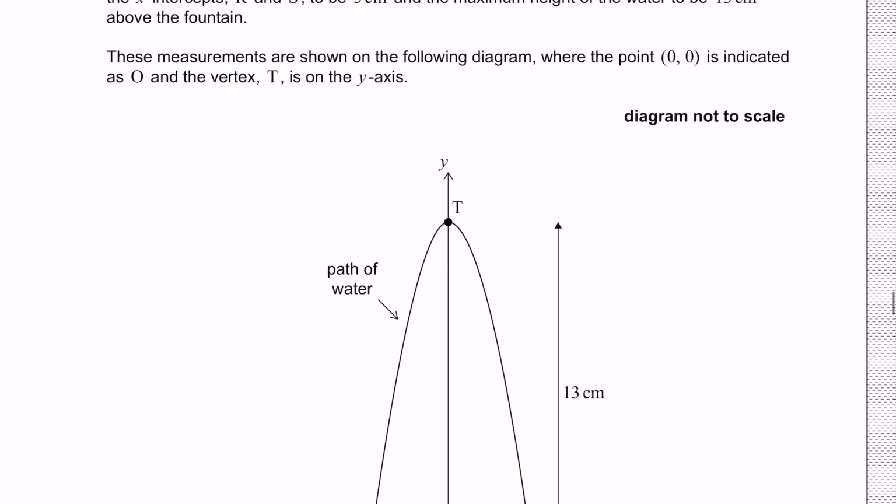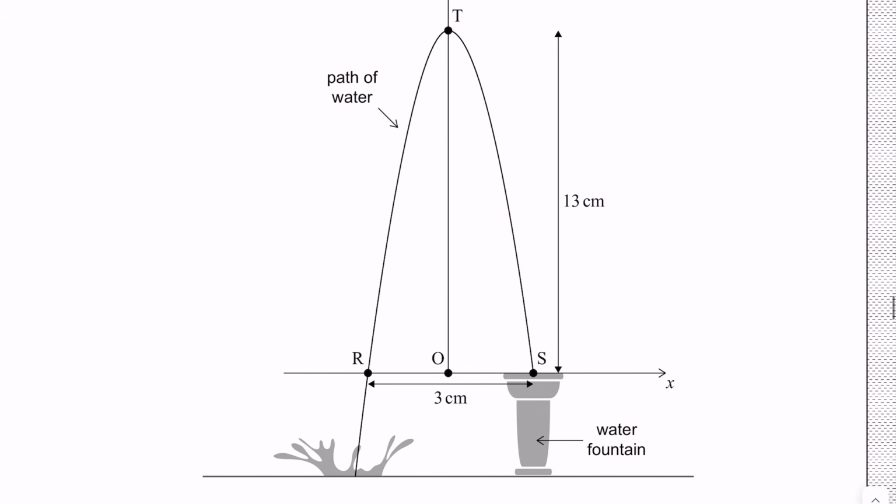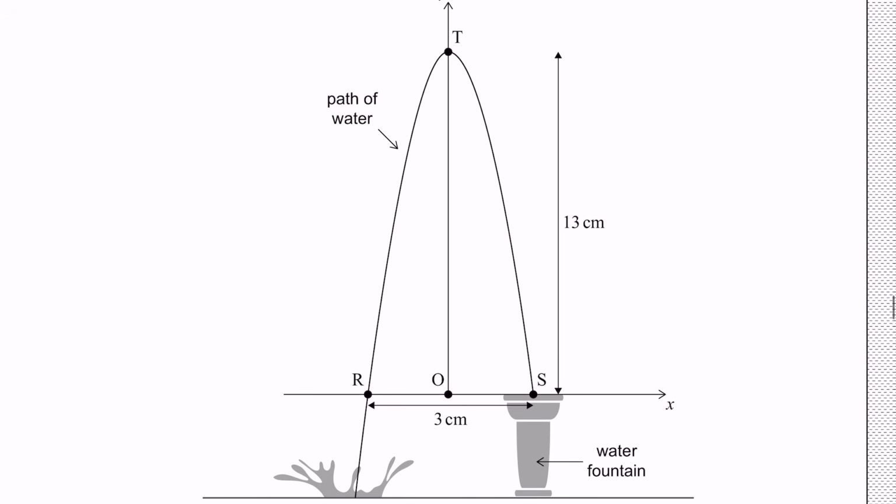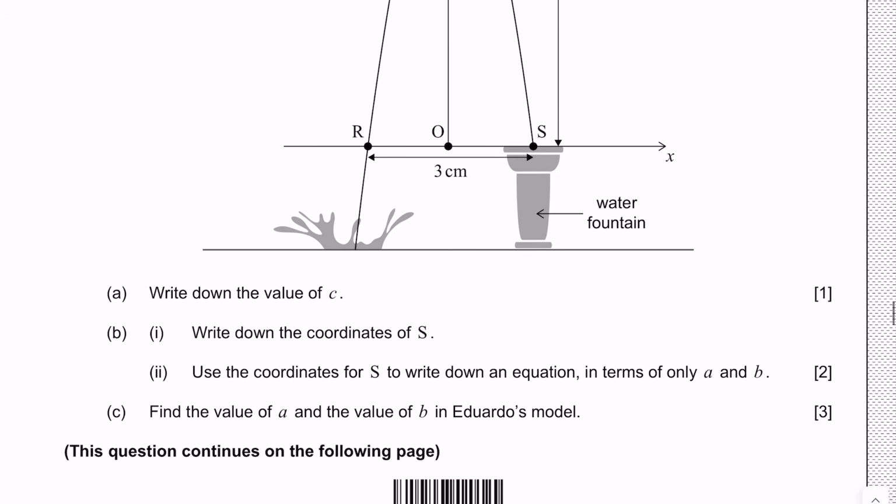These measurements are shown on the following diagram, where the point 0, 0 is indicated as O and the vertex T is on the x-axis. So here we have the diagram. Okay. First question, write down the value of C.